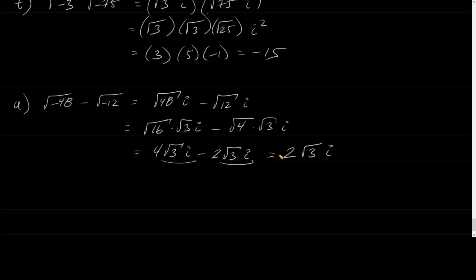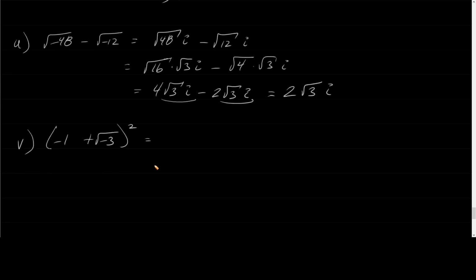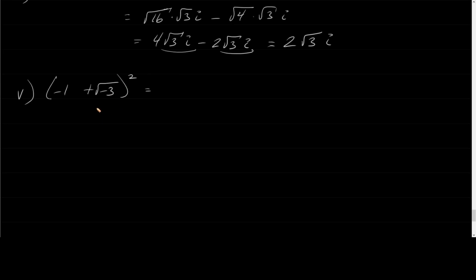Now, D. Let's say that I had something like negative 1 plus the square root of negative 3 squared. Well, again, the very first thing you need to do here is rewrite this. Don't leave it in that form. Rewrite it as negative 1 plus the square root of 3i squared. And then we can go ahead and expand this.